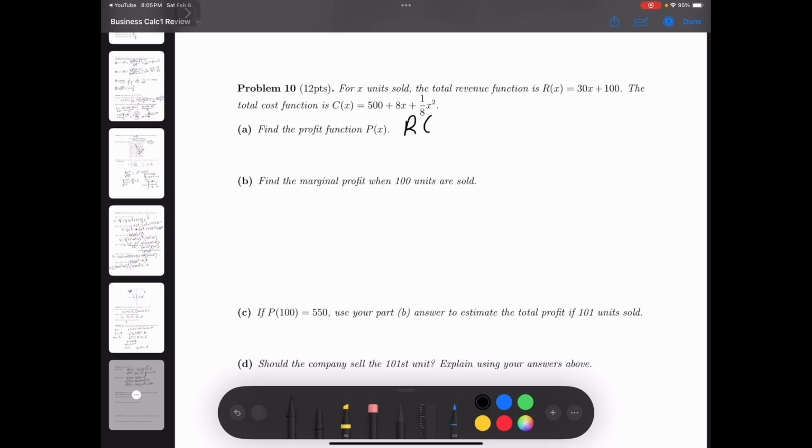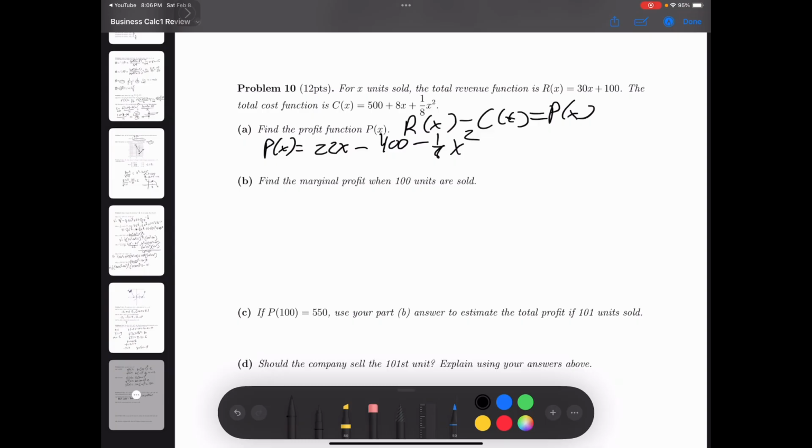Let's do R of x minus C of x, which is going to equal P of x. All the money we brought in minus everything that it costs to get there is going to be R of x minus C of x. 30x minus 8x is going to be 22x. This is P of x is equal to 100 minus 500 is minus 400. And then 1/8 x squared is just 1/8 x squared. So that's our profit function.